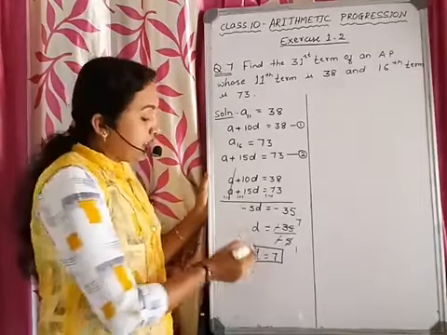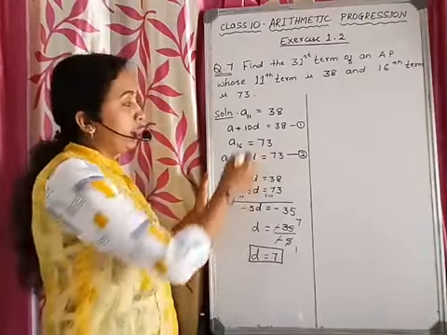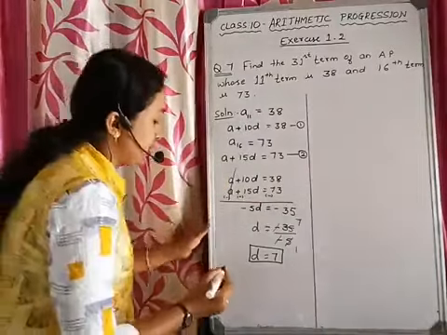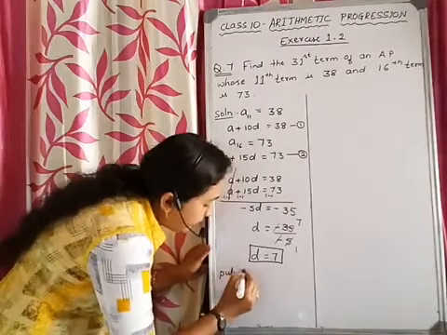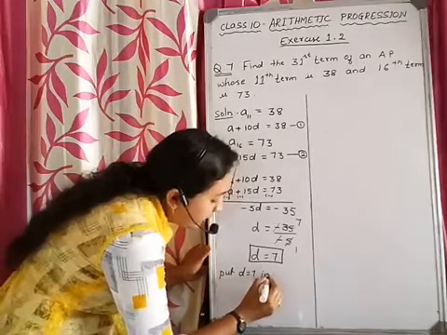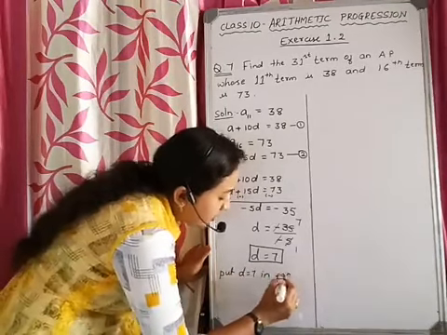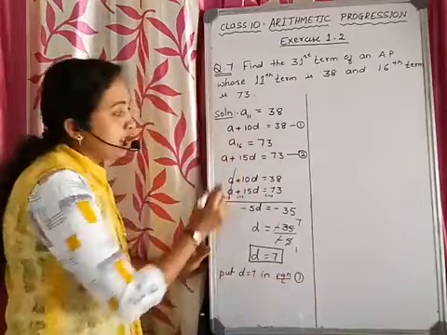Now we obtain the common difference of this AP as 7. Right, children? Let us apply the value of d in either of these equations. So put d is equal to 7 in equation 1. So let us consider equation 1.